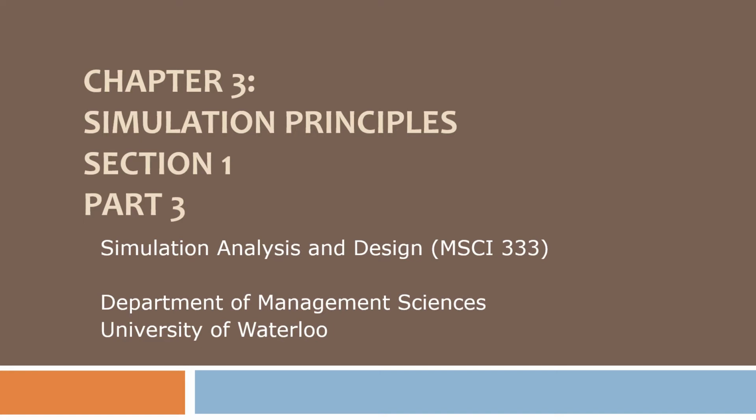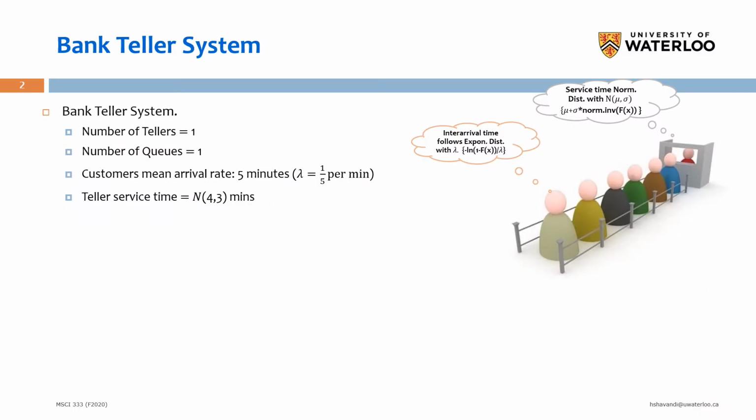Part 3, the last part of section 1 of chapter 3. So the example here is the bank teller system. We implemented this example in Excel in chapter 2, but here we are going to simulate the system by discrete event simulation, not the approach that we had in Excel. So you'll see what's the difference.